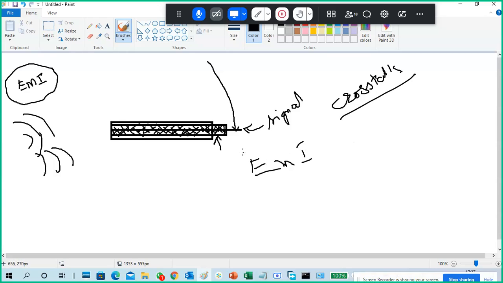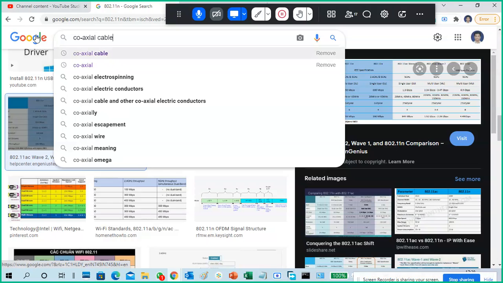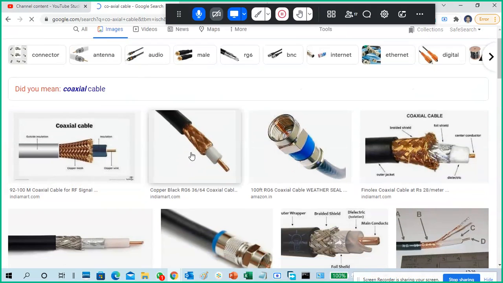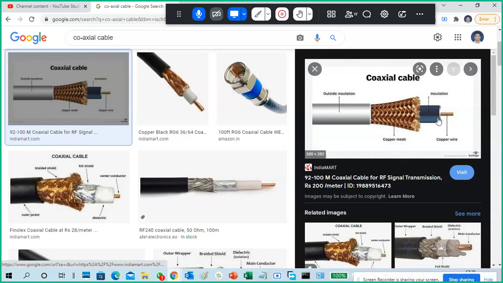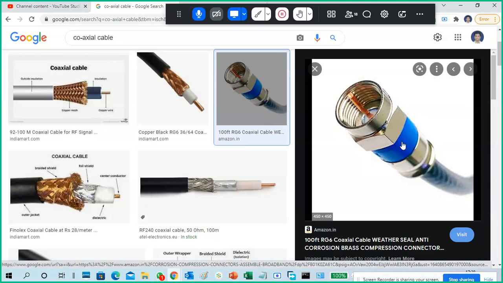To protect against that, we are using a mesh on it. So these are the coaxial cables. You can see the core copper wire, a plastic insulation, a copper mesh, and an outside insulation. You can see them in your cable TV networks and dish antennas. Still, we are using this kind of cable, right?